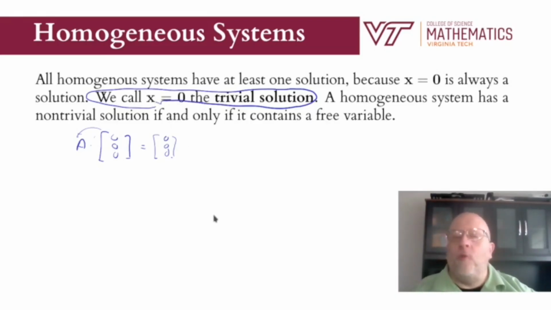From an engineering point of view, it's not very useful if you shut everything down and don't produce anything. You have 0 times anything, you get nothing, but you're not actually doing anything worthwhile. So the thing that we're interested in is if the homogeneous system has a non-trivial solution. And in order for it to have a non-trivial solution, that means we have to have more than one solution. And that means the system has to contain a free variable.